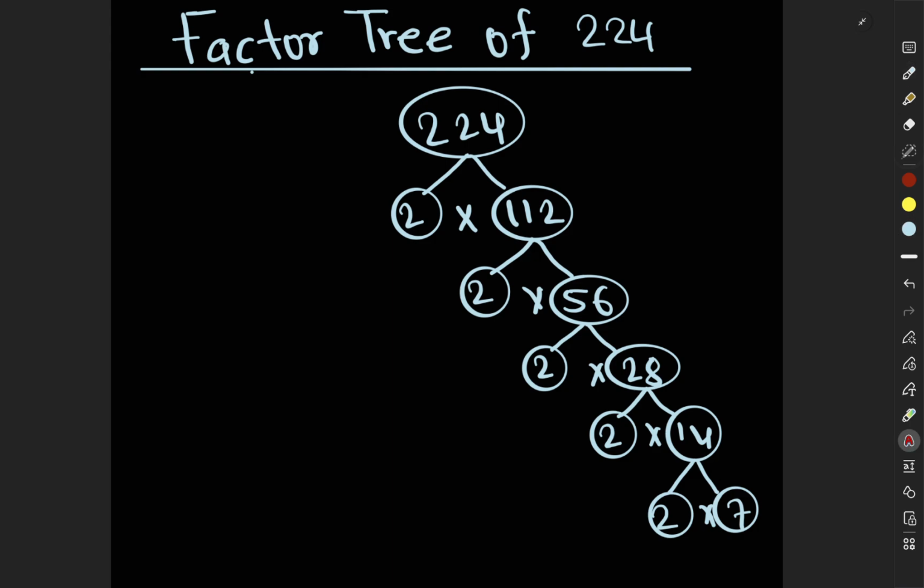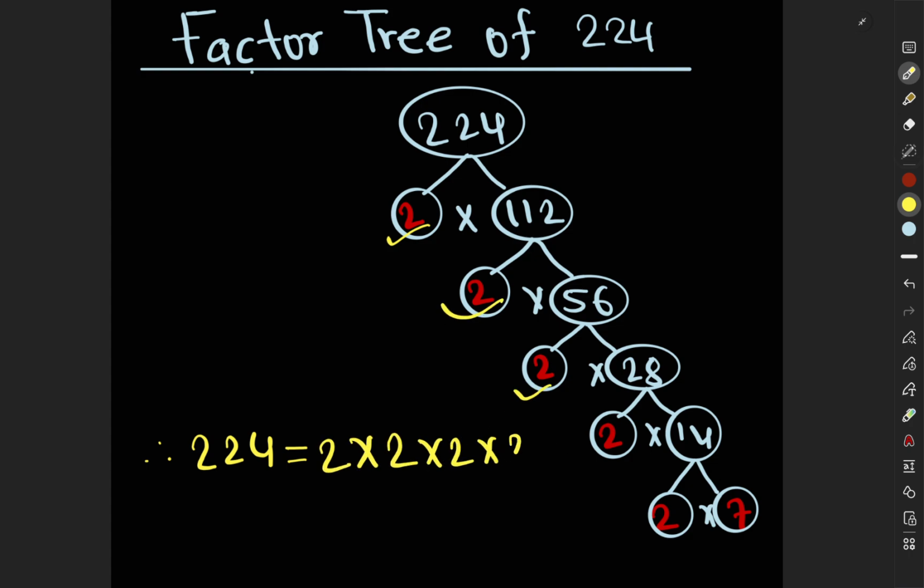So now we select the prime numbers among these numbers. The prime numbers here are 2, 2, 2, 2, and this 7. So from these prime numbers, we can write 224 is equal to the product of all these prime numbers, that is this 2, 2, 2, this 2, this 2, and at last this 7.